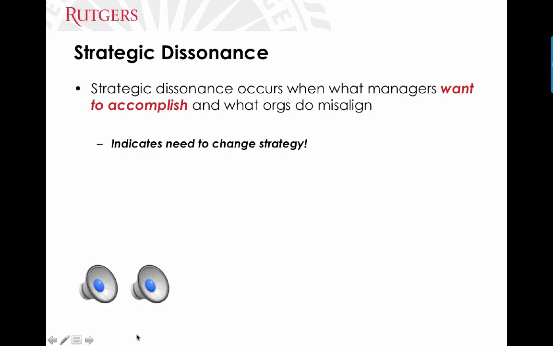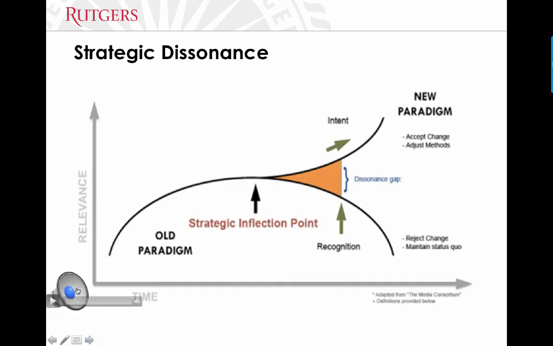Now, while strategic dissonance can indicate that these middle and lower level managers aren't doing what they should be doing in order to help carry out the organization's strategy or the upper management's intended strategy, it can also mean that the upper management's intended strategy is out of date and needs to be changed. Take some time to review the following figure, which illustrates strategic dissonance and how it can occur within our organizations.